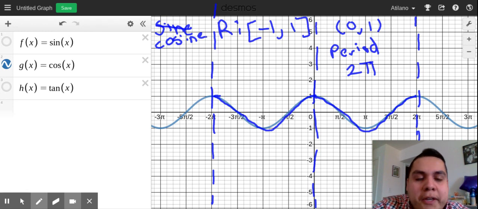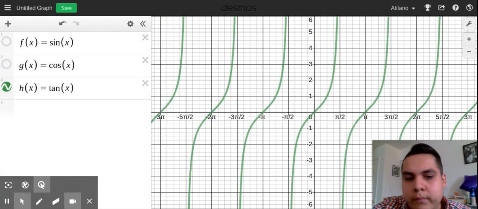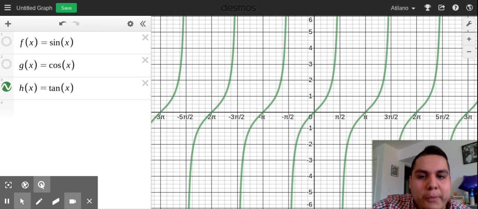So cosine and sine both have a period of 2 pi. They both have a range of -1 to 1. It's just a matter of they start at different locations and end at different locations. So now let's take a look at tangent. Jump cut real smooth now.